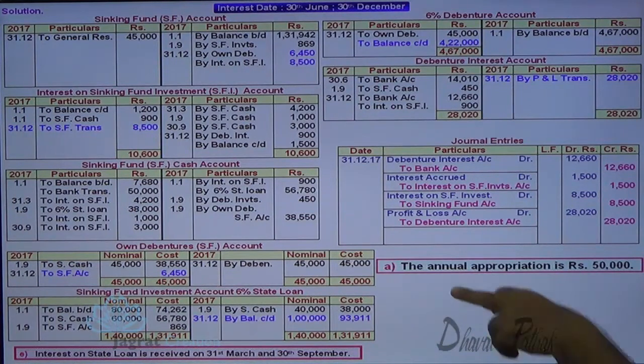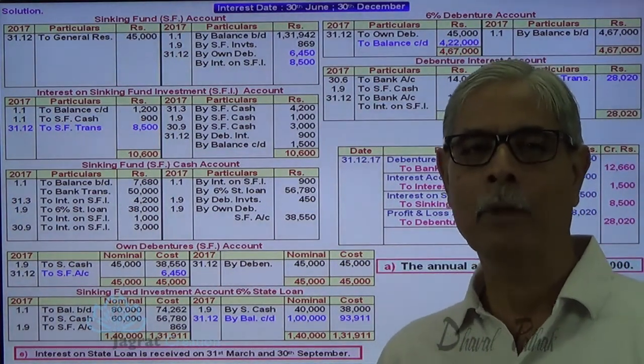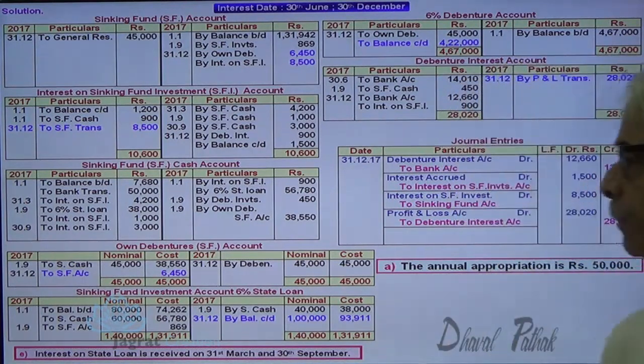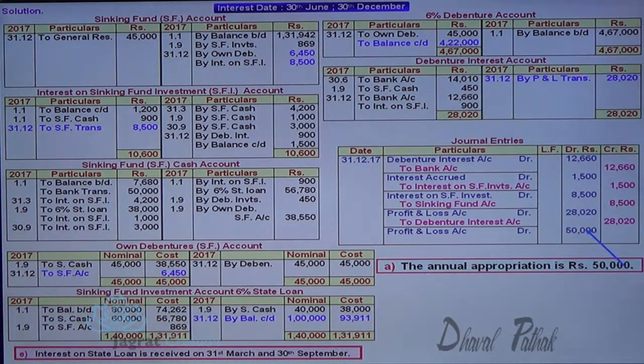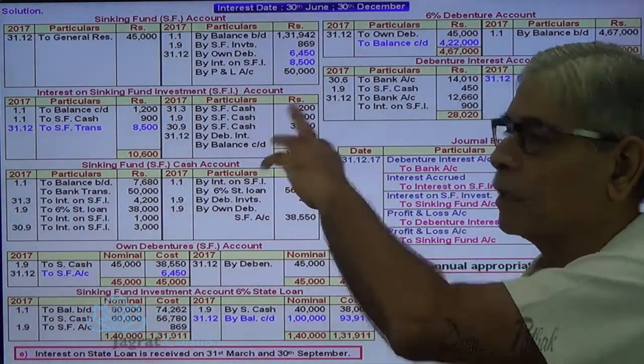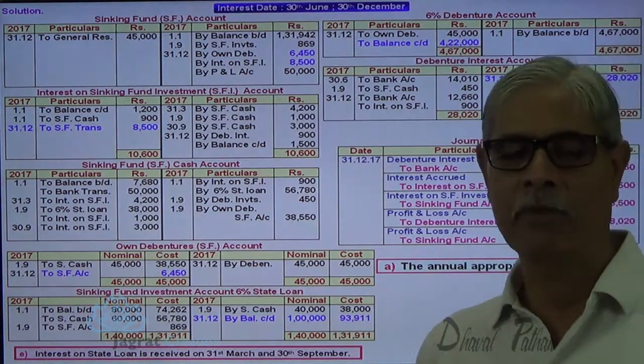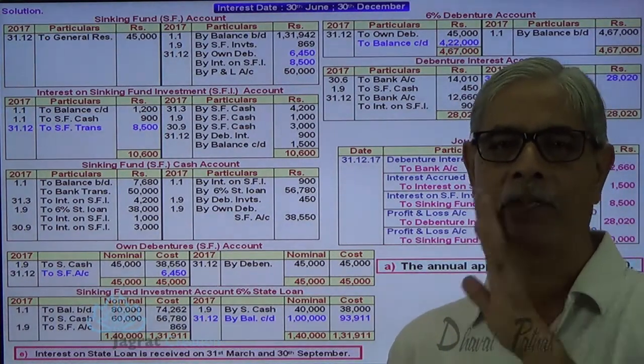Now you are required to write the entry for annual appropriation. Every year, what amount is transferred to sinking fund? 50,000. So profit and loss appropriation account debit to sinking fund account credit 50,000. This is how entries are recorded on 31st of December. Interest on sinking fund investment transferred to sinking fund. Debenture interest transferred to profit and loss account. Annual appropriation entry is recorded.